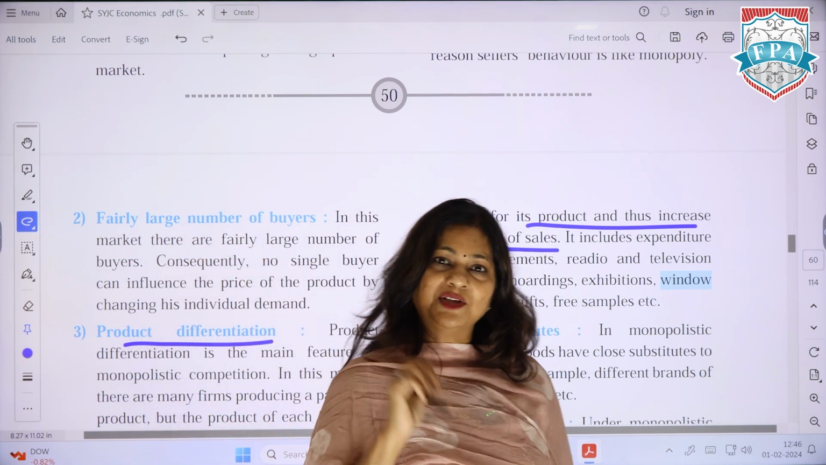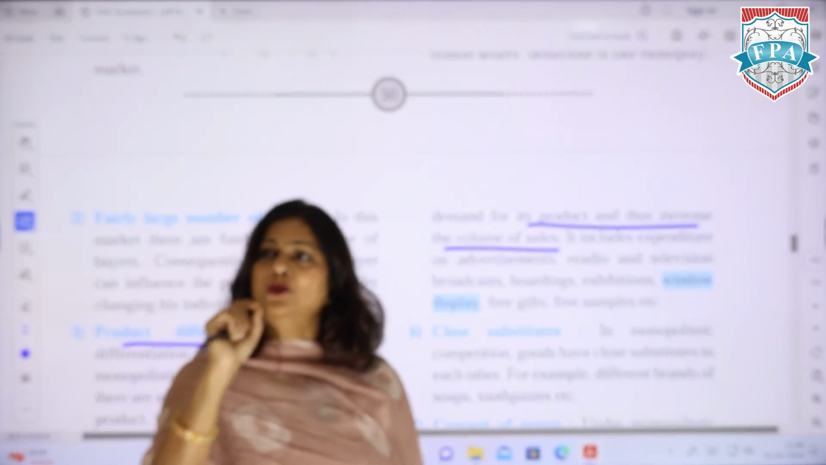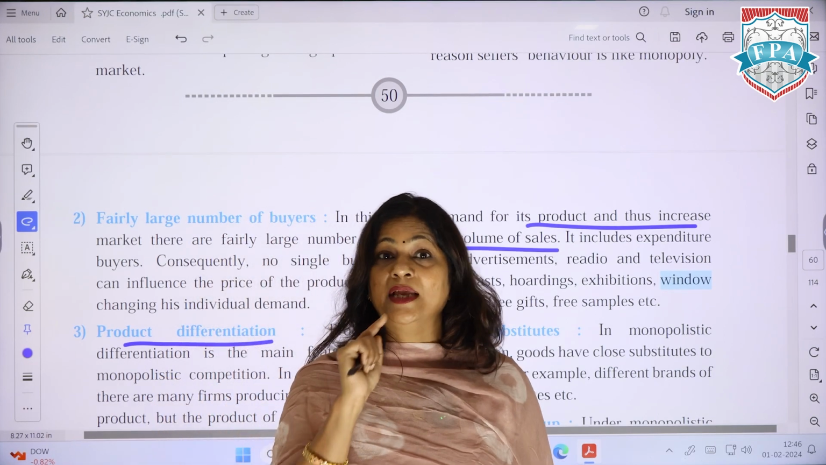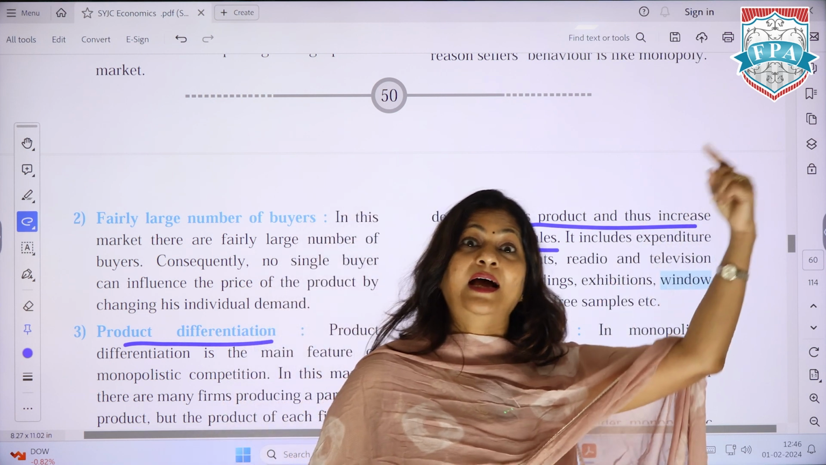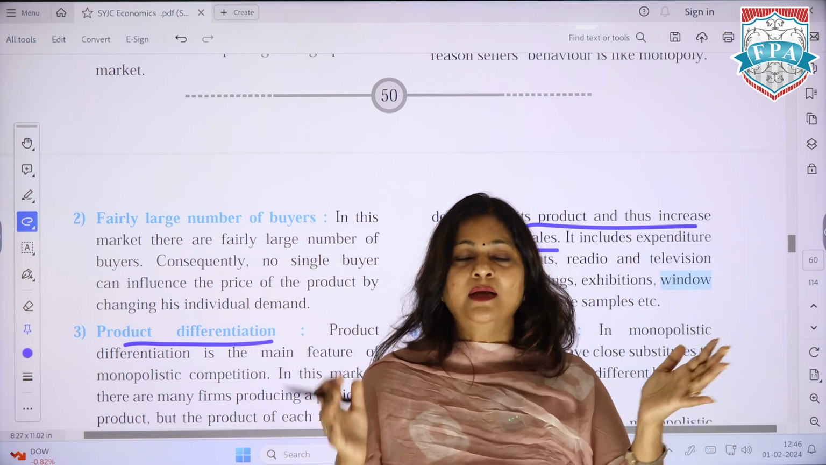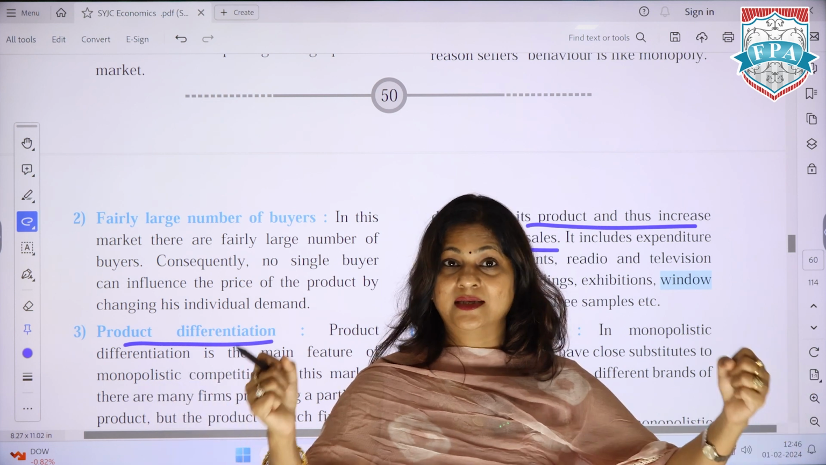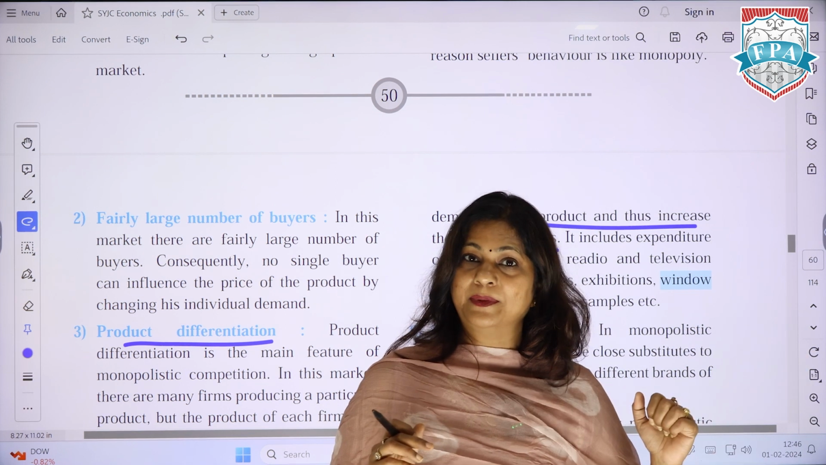ये आपको again question आ सकता है, in which kind of competition selling costs play a vital role? So selling costs play a vital role in monopolistic. Advertising plays a vital role in oligopoly, right? क्योंकि कुछ sellers हैं, अपना market share पाने के लिए they advertise. Selling costs play a very vital role in case of monopolistic competition.